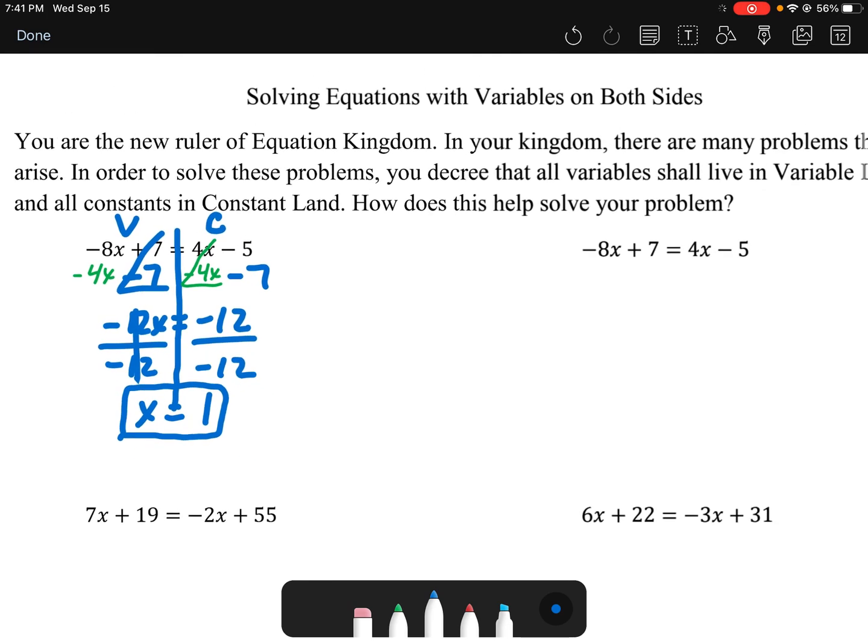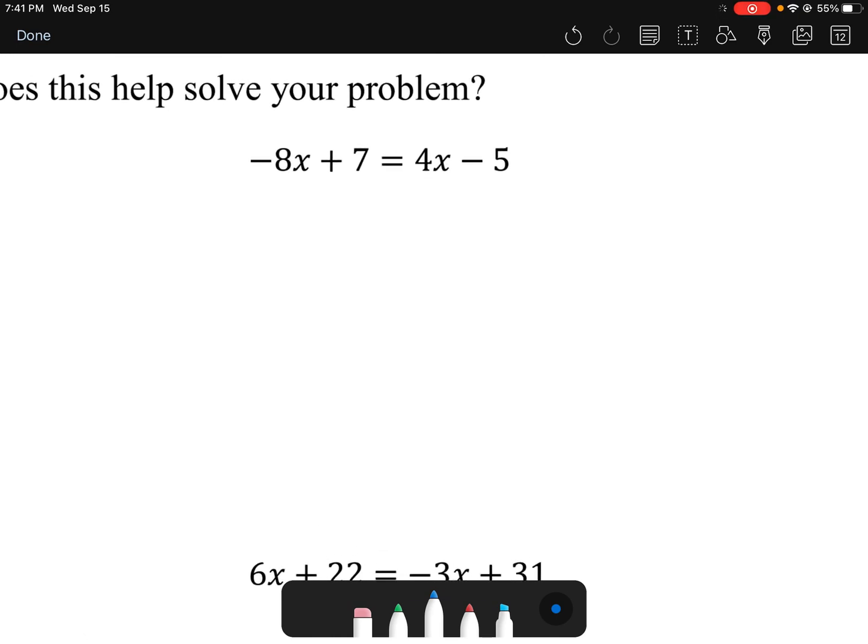Now there is technically another way to solve this. I went ahead and said that variable land is going to be on the left side. Well, this time I decided it needs to be on the right side. And constant land can go ahead and live on the other side. So I can't have that negative 8x hanging out in constant land. We need to get rid of it. I'm going to go ahead and add 8x to both sides.